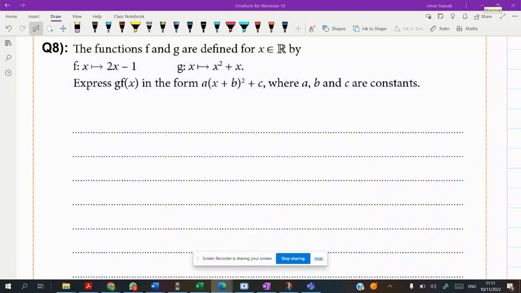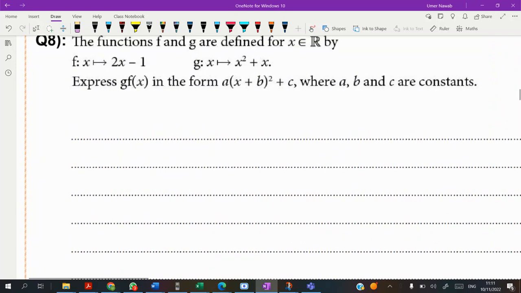Now we do question number 8. Question number 8, we can see we have a linear function and we have a quadratic function. So he's asking you to find g of f of x. The composition of g and f function tells you that you have to throw f in g. So what is the g function basically? That is x squared plus x.